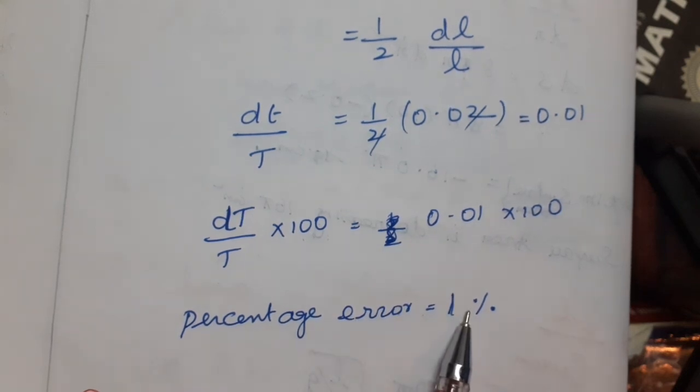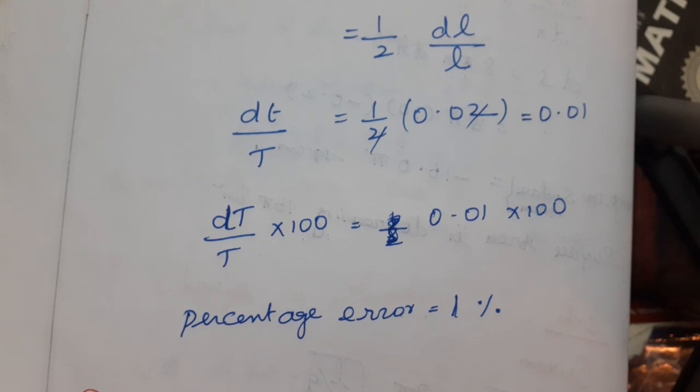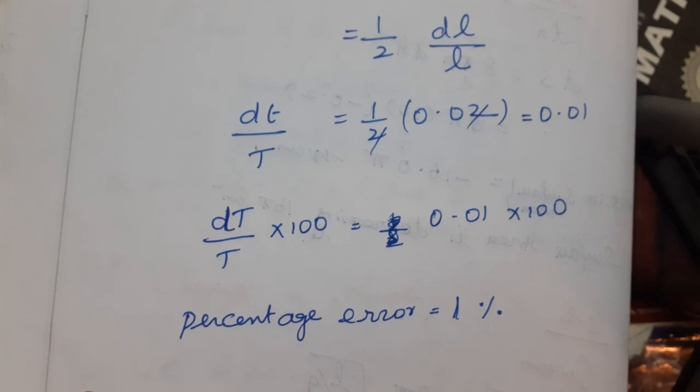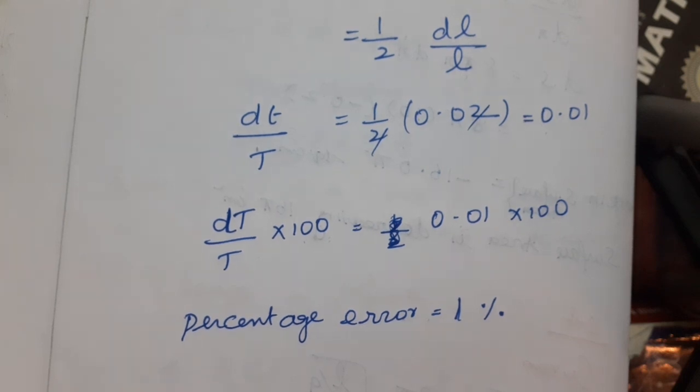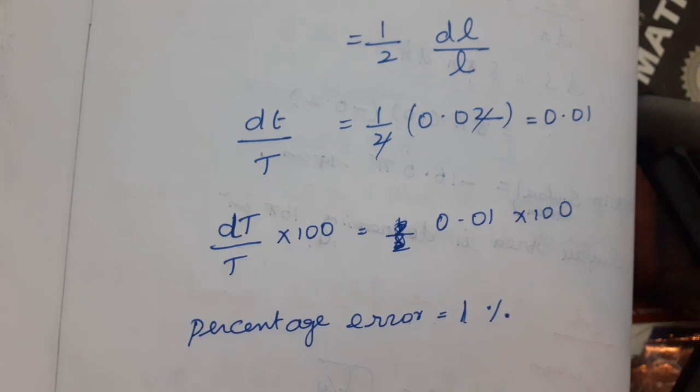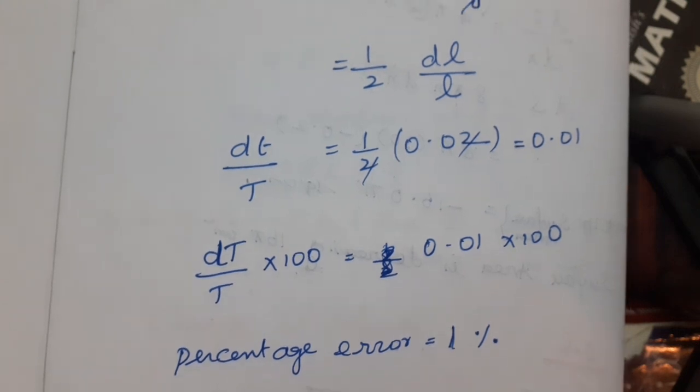Very simple only. First we find dl by L, which is the change in the length, that is the error in the length. dl by L is given as 2%, that is 2 by 100, 0.02. After the given equation we differentiate. Once differentiation is completed, you substitute the value and get the final step. We want to find the percentage of error, so we multiply by 100 on both sides, and we get the percentage of error, which is 1%. Percentage of error is 1%. Thank you students.